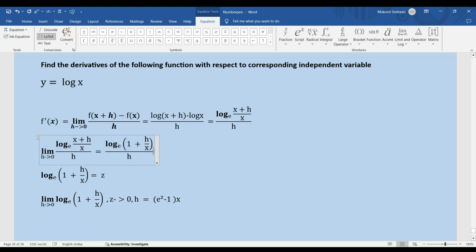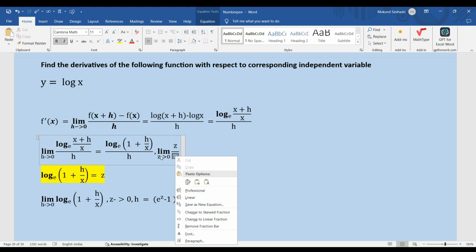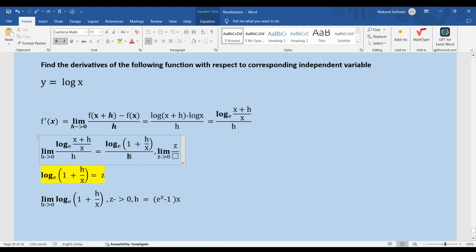So I'm going to go back to my main equation and do the substitution. My limit, I'm going to represent as limit z tending to 0, because we're not going to represent it any longer in the form of h, but we're going to change everything to z. So what is my numerator? My numerator is nothing but z, because I've done that substitution in this particular step. I'm going to highlight this in yellow. And then what is my denominator? My denominator is h, and now that we're going to represent everything in the form of z, my h has been calculated out here in this step. I'm going to highlight that as well. So my h is nothing but e to the power z minus 1, into x. So this is what I have.